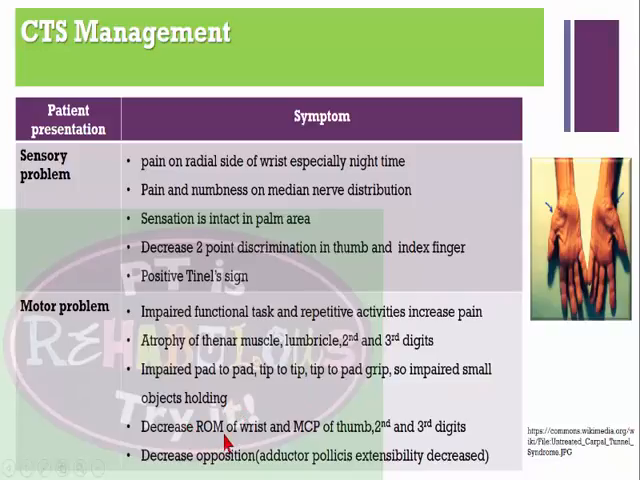There will be a decrease in range of motion of the wrist, and metacarpophalangeal joint range of motion is also decreased, especially of the thumb, second and third digits. Opposition is decreased, and adductor pollicis extensibility is also decreased.